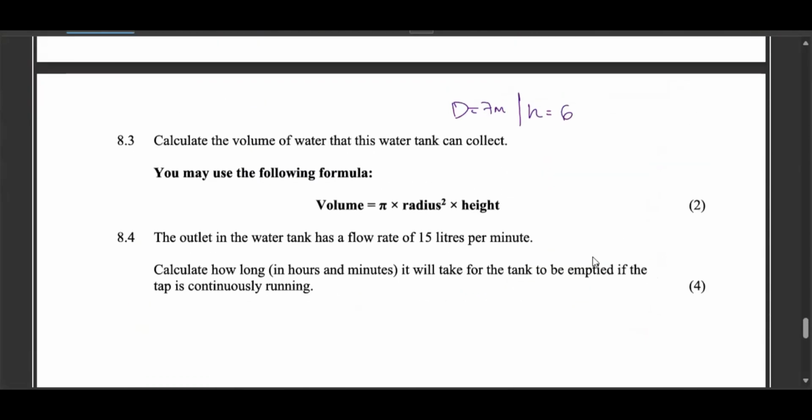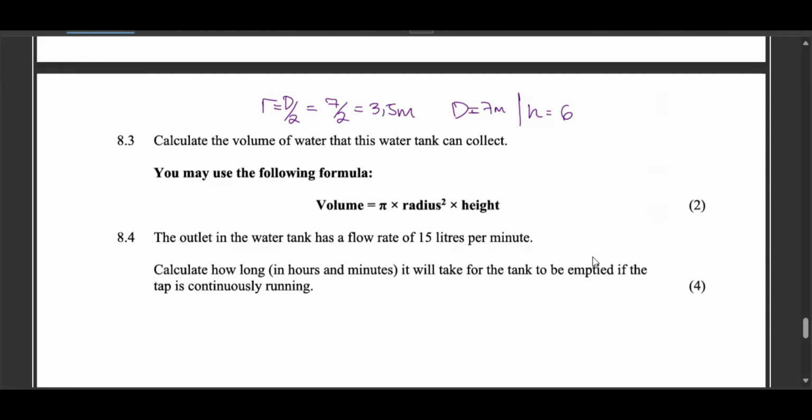The formula does not need the height. Sorry, the formula does not need the radius. The formula does not need the diameter. It needs the radius. So what do you do first? Look for the radius. Our radius will always be diameter divided by 2, which is 7 divided by 2. The answer became 3,5. These are meters. Okay, so I have my radius now.